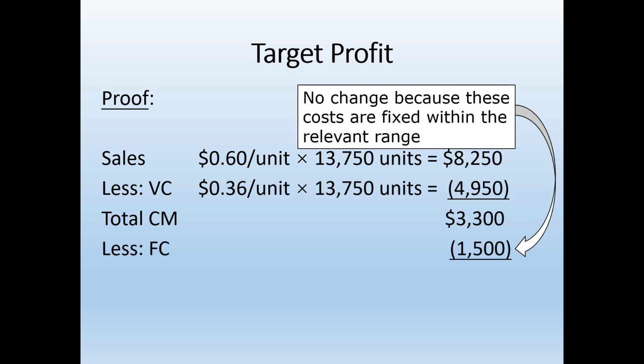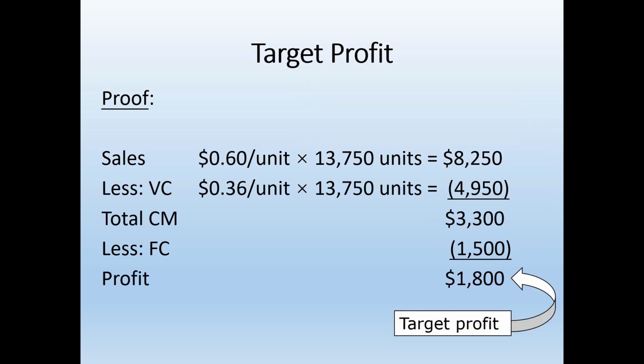The fixed costs don't change, even though we're at a higher activity level, because one of our basic assumptions is that the fixed costs are fixed within the relevant range. This leaves us with a target profit of $1,800. That means if we sell 13,750 units, we will achieve our profit goal. Now it's the manager's job to figure out how to make that happen.